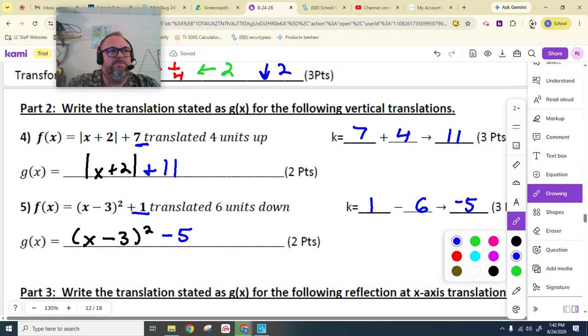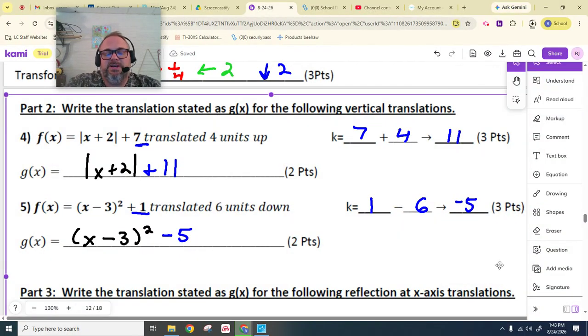So again, for part 2, I would do an example like K value goes here. It's probably going to be 4 units up and 6 units down for 4 and 5 tomorrow. The only thing that's going to change is the functions and the K values. I mean, I can try to get super creative and put a whole bunch of different things. No? Okay.